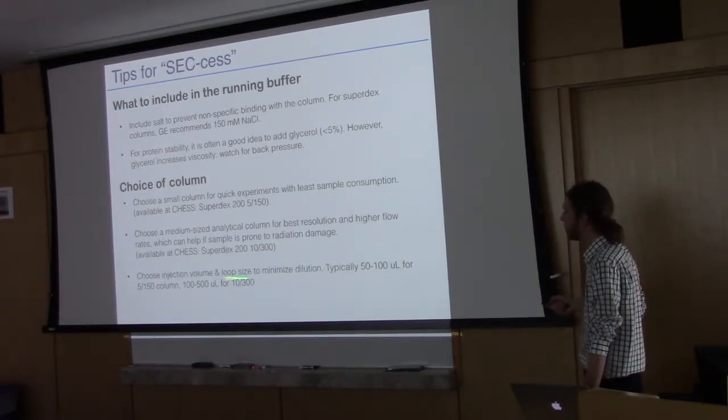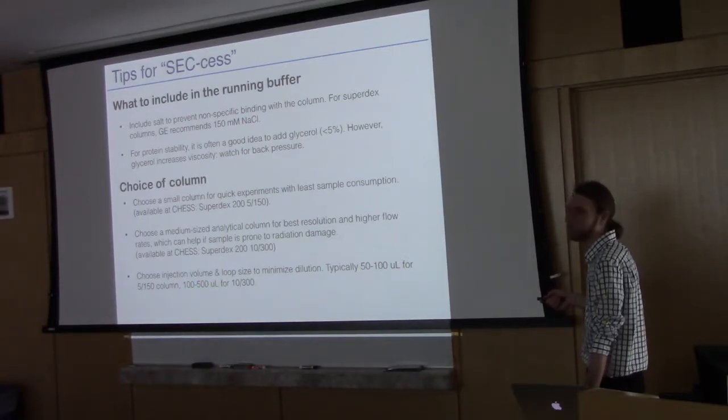And then you typically want to choose loop size and injection volume to minimize the amount of dilution that happens during the experiment. So I think for the 5150, they use a 50 or 100 microliter sample loop, and for the 10300, a 100 to 500 microliter loop.